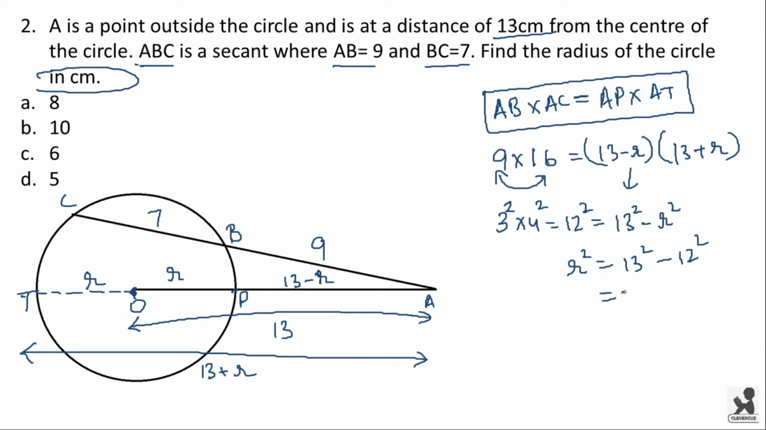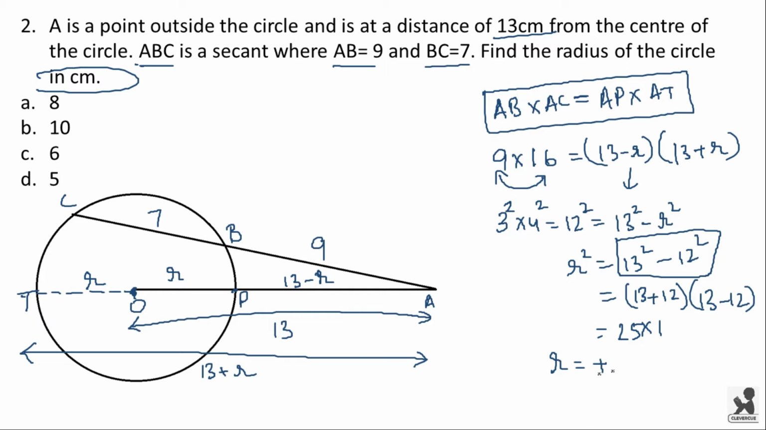From here we get, this is in the form of A square minus B square. So we have 13 plus 12 into 13 minus 12. We get 25 into 1. From here we get the value of R as plus or minus root 25, which is equal to plus or minus 5. The radius cannot be negative, so we have the value of radius as 5. Option D is the right answer.